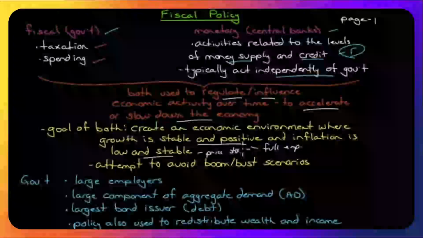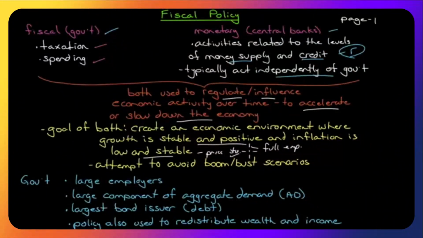Some central banks only have one mandate, which is price stability. Some have two, which is price stability and full employment. As far as the government is concerned, it really does have both. It wants to ensure job creation, but also wants to ensure that its citizens can actually afford to live in that particular country, that they are paying for housing, they're paying for food, they're living a good middle-class life. Attempt to avoid boom and bust scenarios.